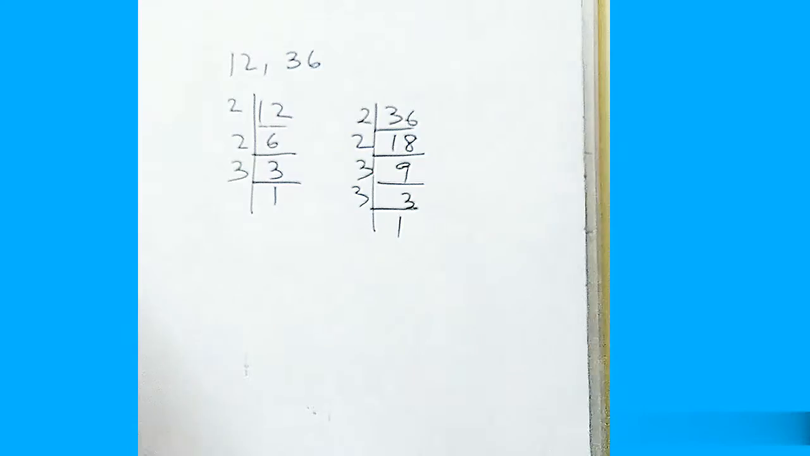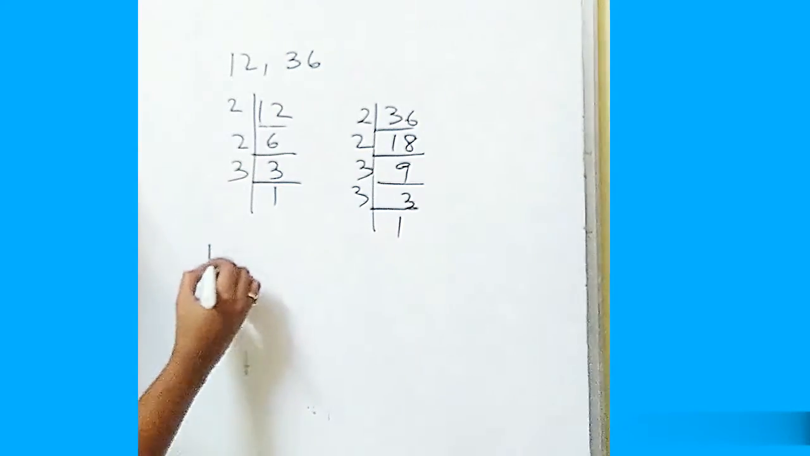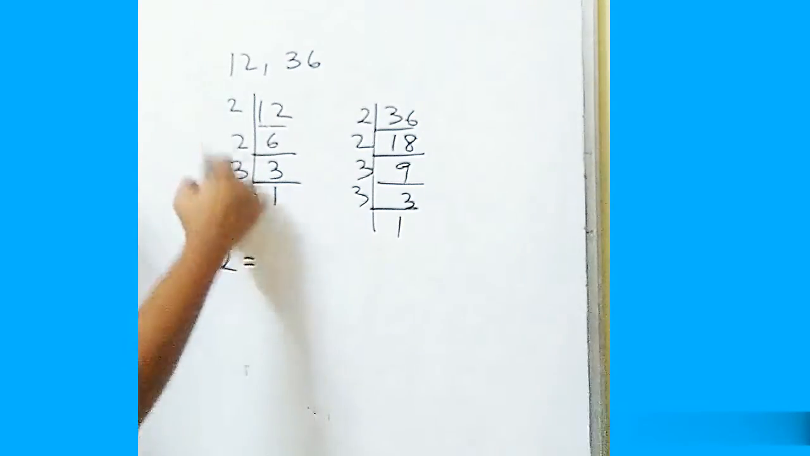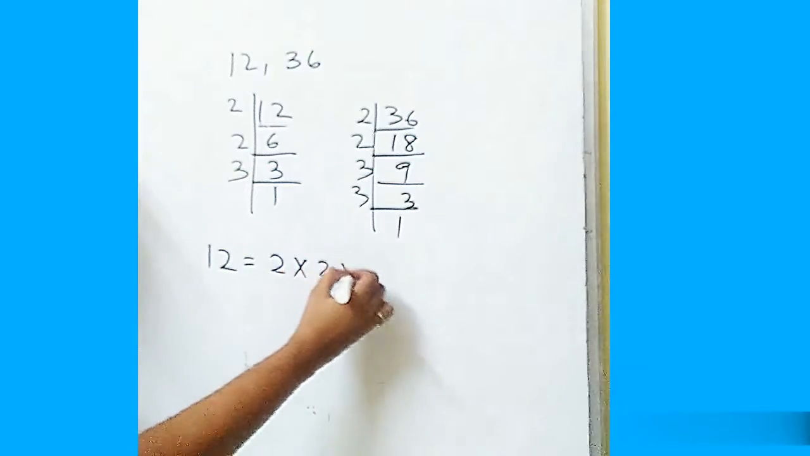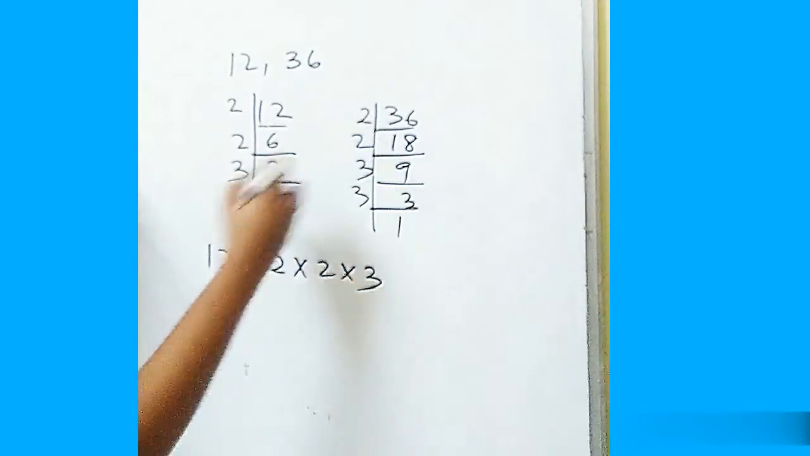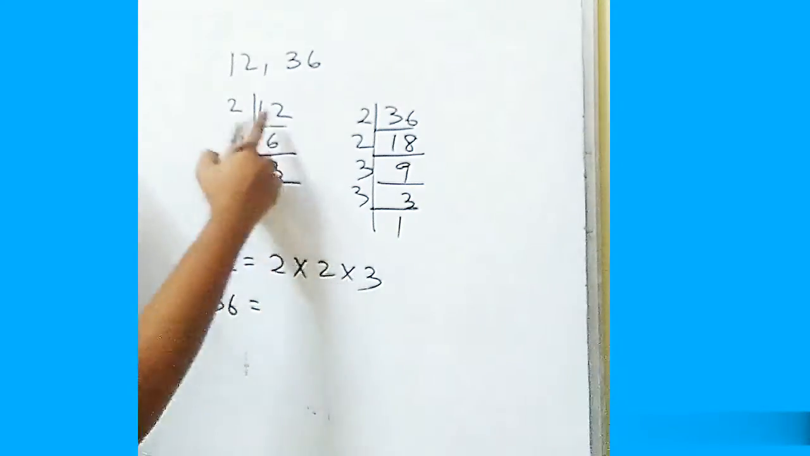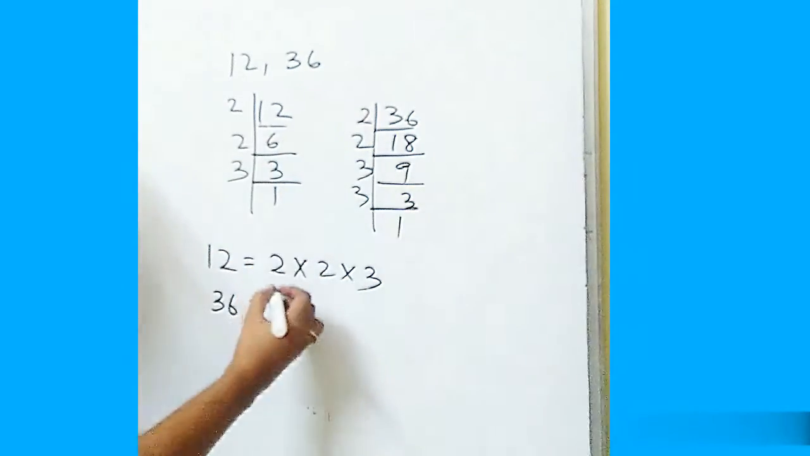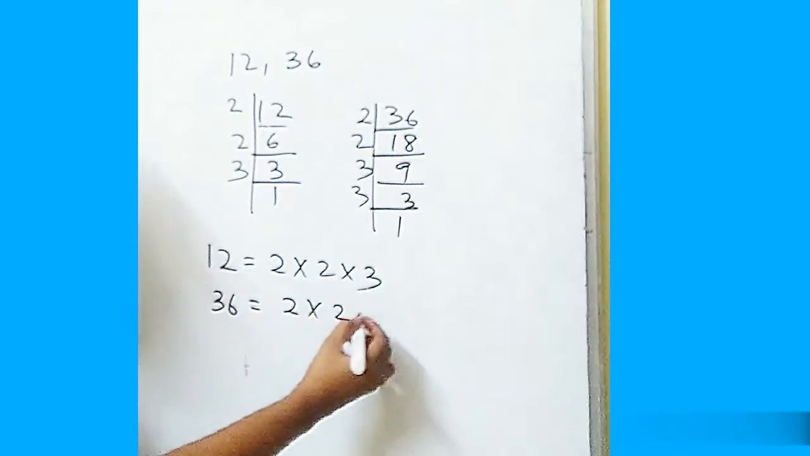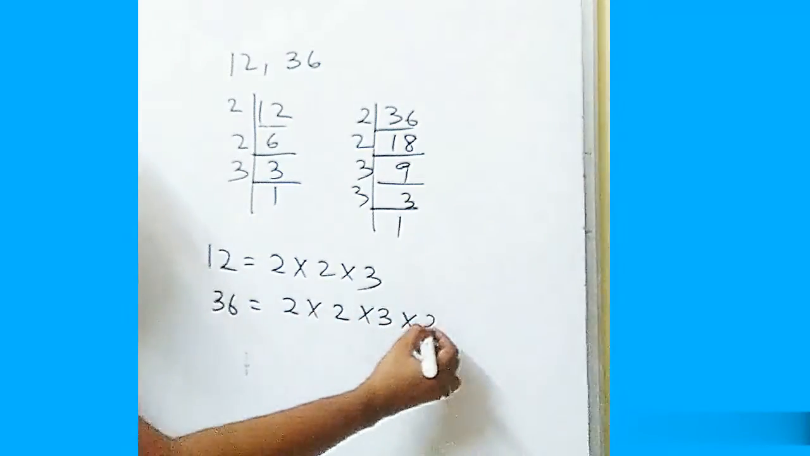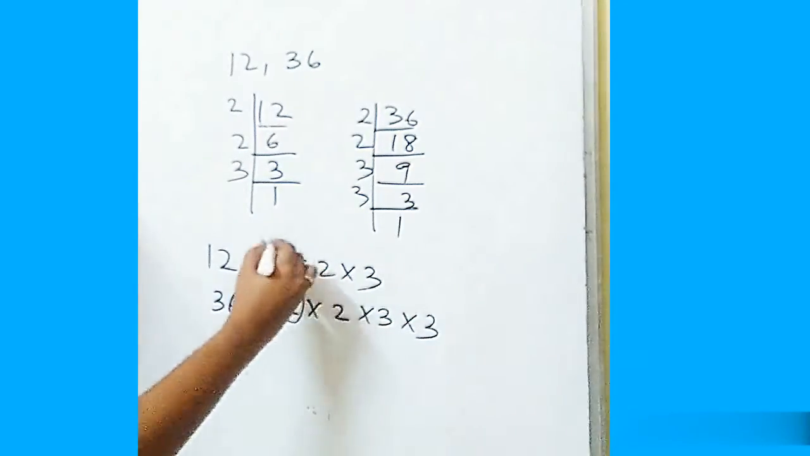This is an easy way of finding them, student. Now if I am talking about 12, write the factors: 2 into 2 into 3. Now write the factors for 36. When you multiply, you will get the same answers as 12 and 36. Now 2 into 2 into 3 into 3. Now see what is common here.